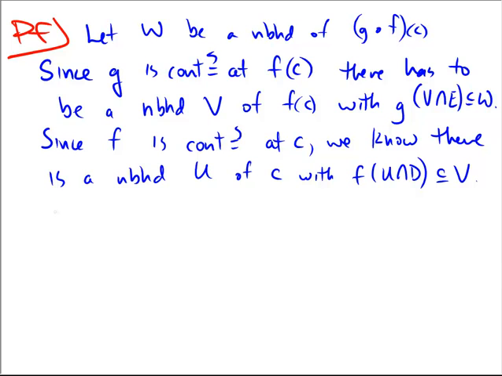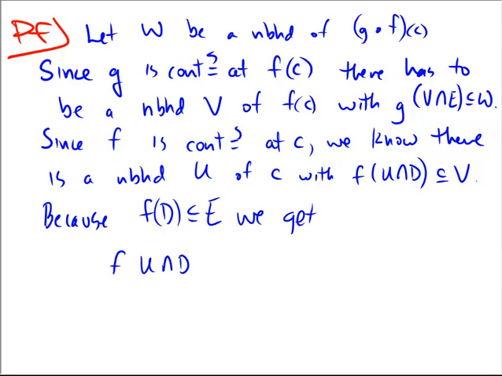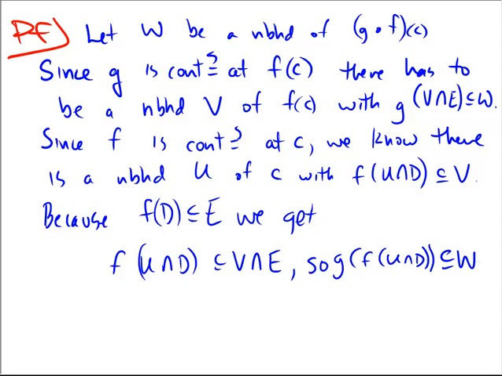So we get to conclude that, because f of D was a subset of E, we now get that f of U intersect D is a subset of V intersect E. Everything in D was sent to E. So g of f of U intersect D: we take everything from U intersect D and send it under the f map. It gets sent into V, that little neighborhood around f of c. But then everything that's in V, when we apply g to it, gets sent into W. So this is just a subset of W.